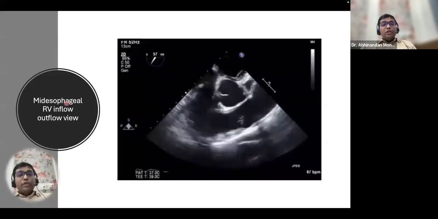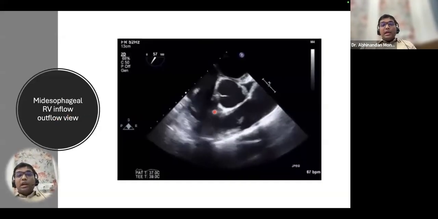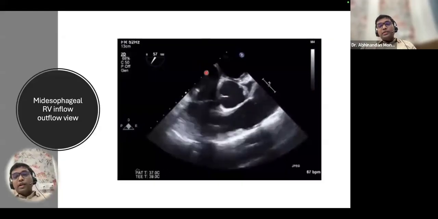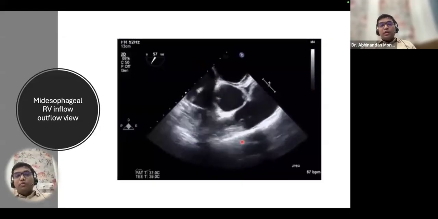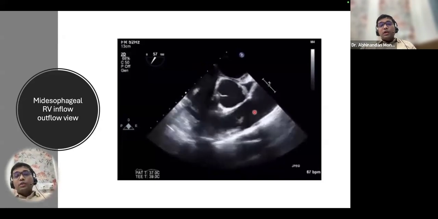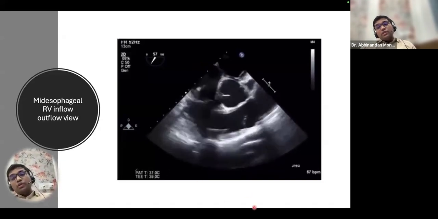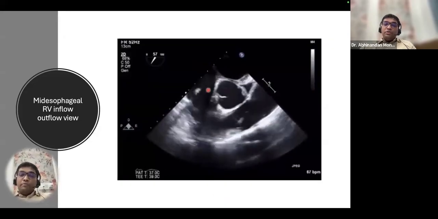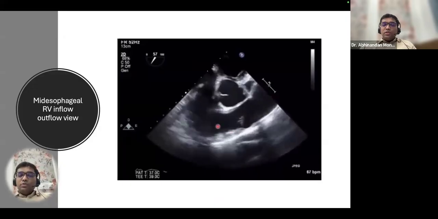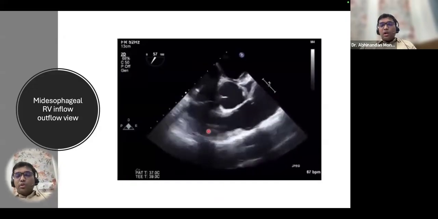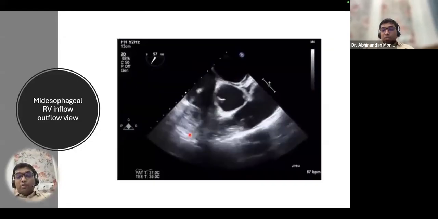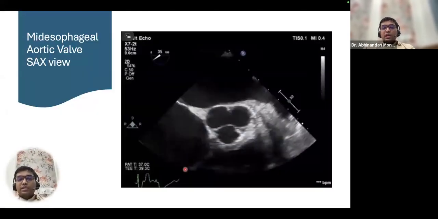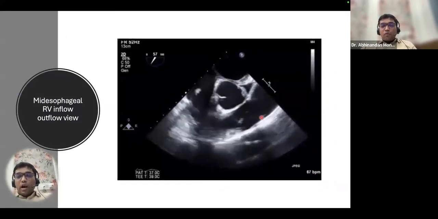So this is your mid-esophageal RV inflow outflow view. Like the previous image, this also creates confusion. In various examinations, it has been asked whether it's a view of your aortic valve short axis or whether it's a view of RV inflow outflow view. So always remember, whenever you are able to see RVOT, and whenever you are able to see RV, that means it is an image of RV inflow outflow view. Always remember, in the other view you can see a part of the RV inflow, but you cannot see the part of the RV outflow. But here you can see the RV outflow also.